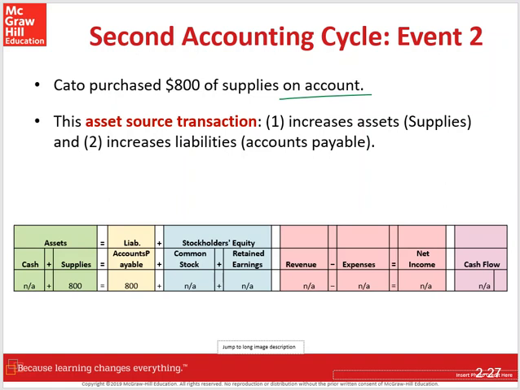So when we pay a vendor later, we have a liability account for that called accounts payable. So accounts payable is specifically what we owe to our vendors. So what we see down here is that supplies, the asset, is going to go up 800, and then the liability, accounts payable, is also going up 800. So this is an asset source transaction. Both sides of the equation are going up. And then notice that there's no cash flow involved because we didn't pay anything.